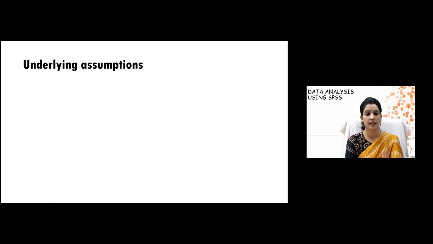So there are a few underlying assumptions. In chi-square also, we read about the underlying assumptions. I said in the beginning that before we apply any test, we need to check the underlying assumptions, because if those underlying assumptions are met, only then is that particular test a suitable test for your data. So now what are the underlying assumptions for the one sample t-test?